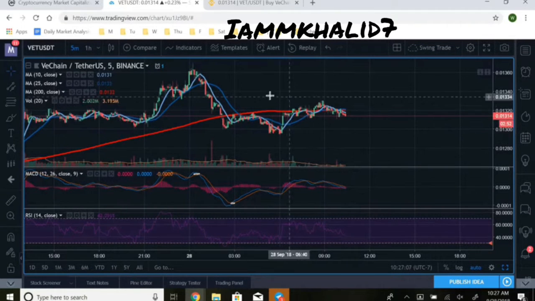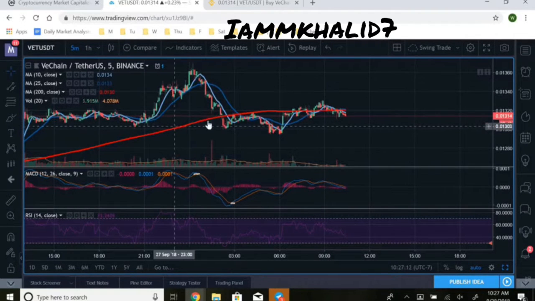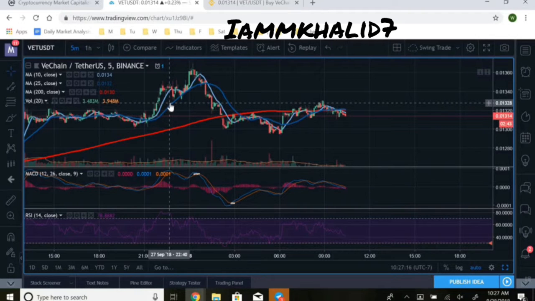Now, I have other indicators on here. I have, as you can see, a light blue line, a dark blue line, a red line. Unfortunately, you guys will not be able to have all of these different indicators on at once if you do not have an upgraded version of TradingView.